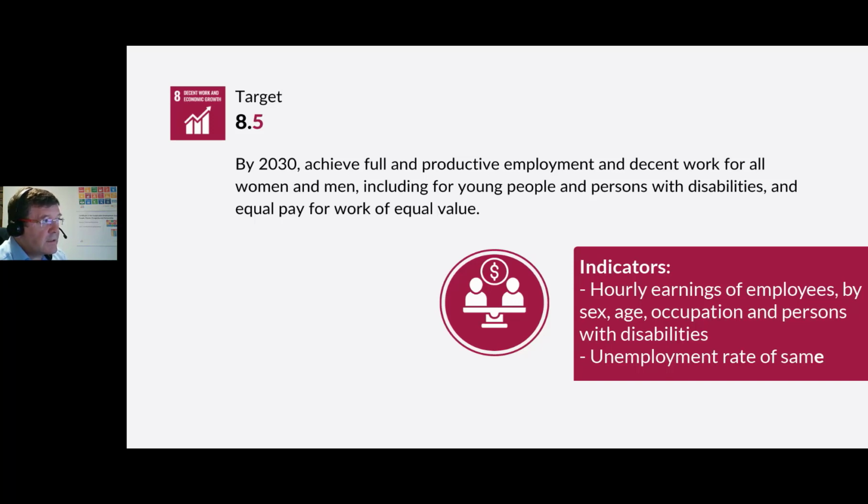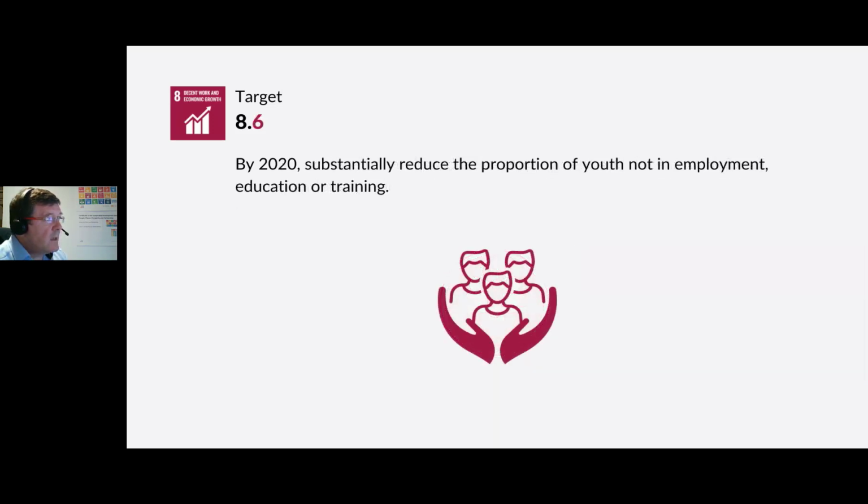Unemployment rate by sex, age, and persons with disabilities. A very important social target here. Target 8.6. By 2020, substantially reduce the population of youth not in employment, education, or training. The proportion of youth measured in this case is 15 to 24 years.